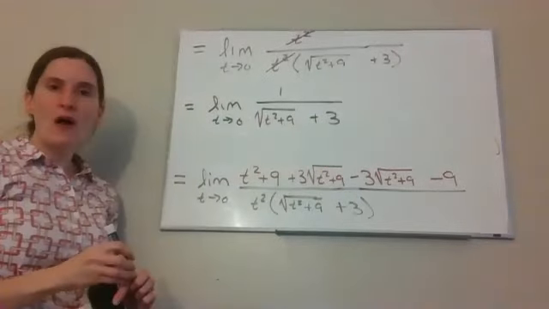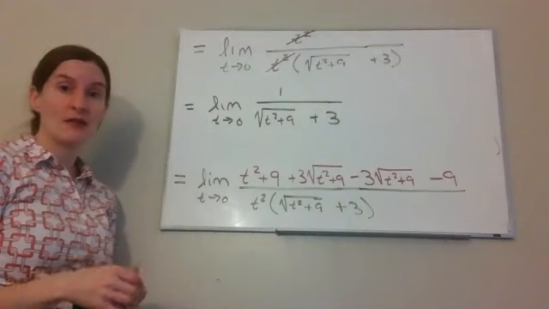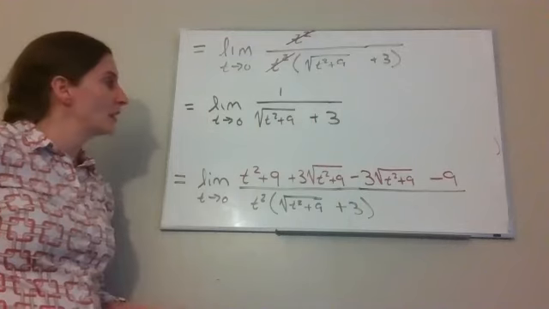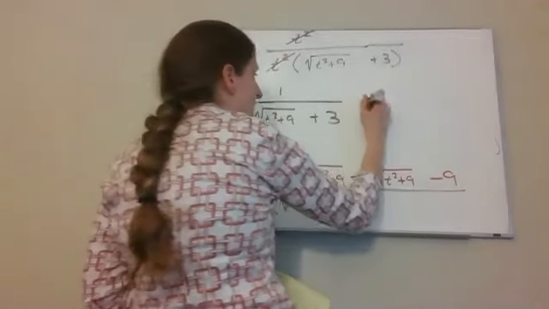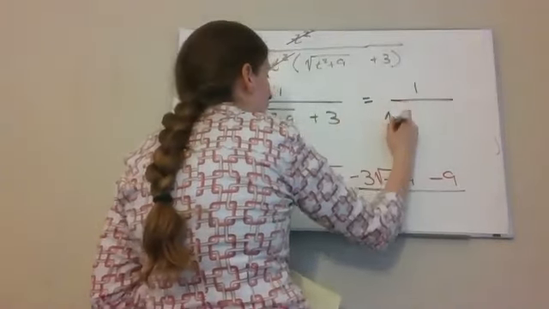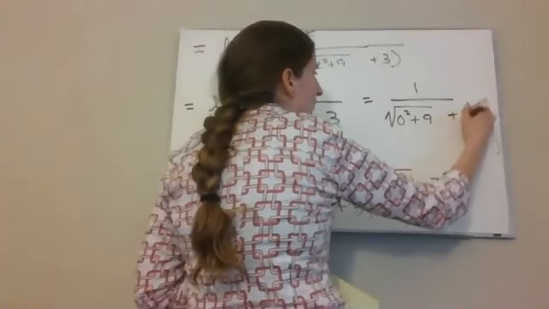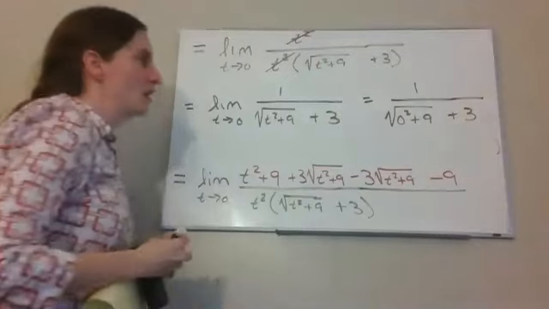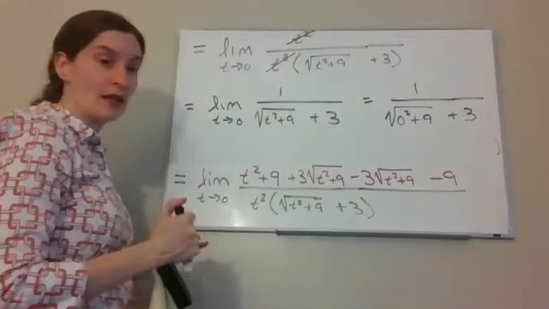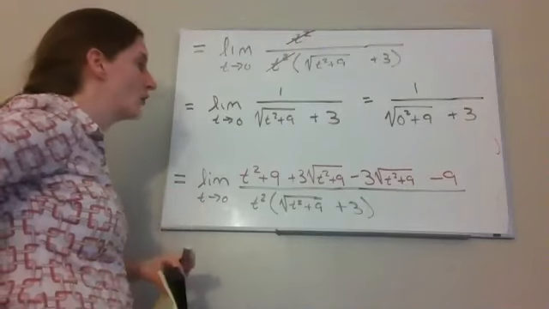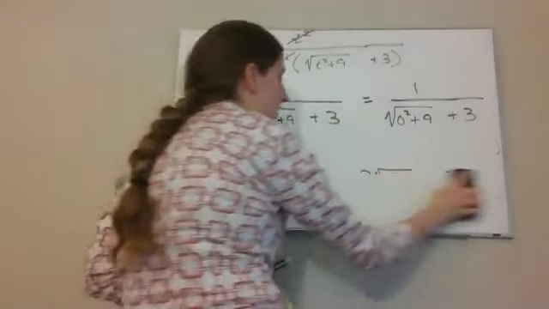Now that we've done all of that simplification, it's time to try to plug that number in again with direct substitution. Let's see what happens. When I plug this 0 in, I get 1 over square root 0 squared plus 9 plus 3. 0 squared plus 9 is 9. Square root of 9 is 3. So I get 1 over 3 plus 3, which is 1/6.